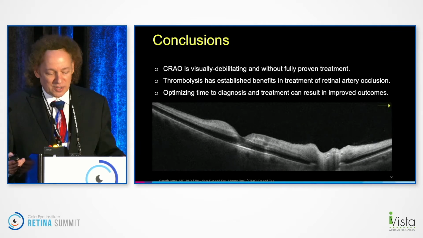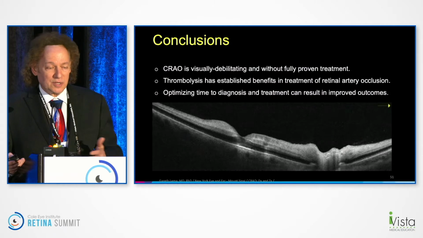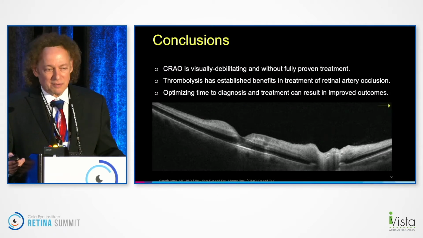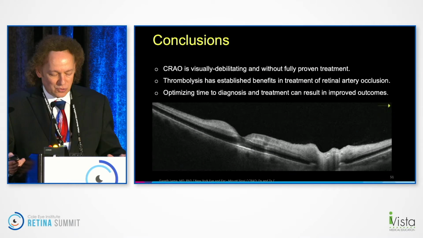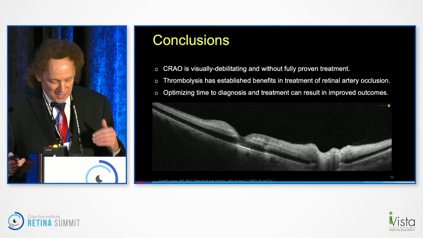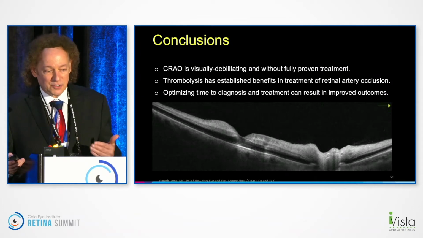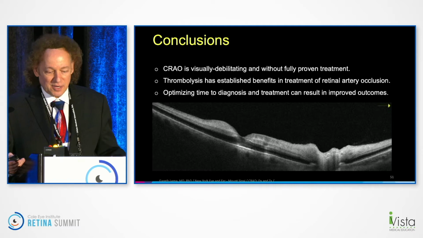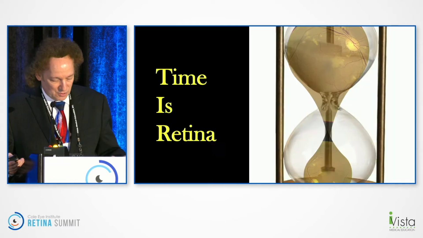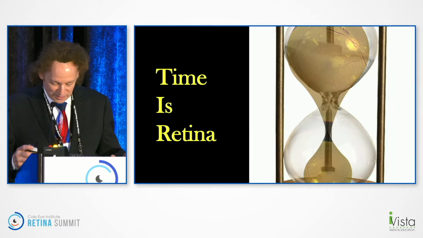The issue really is, how do you make the diagnosis quickly? Getting a fluorescein is not really possible most of the time. By the time you get the fluorescein, it's too late to treat. Being able to recognize this on OCT gives you the ability to make the diagnosis within a couple of minutes and get the patient on the table. So remember, time is retina.